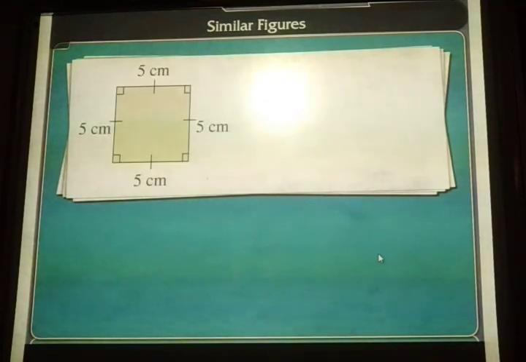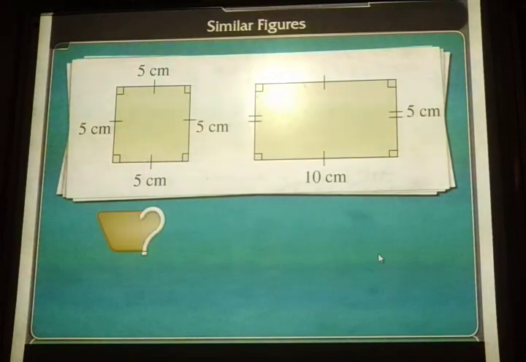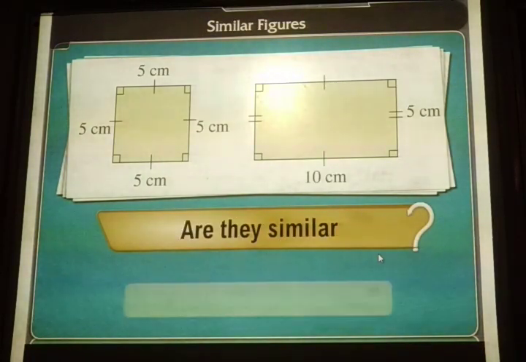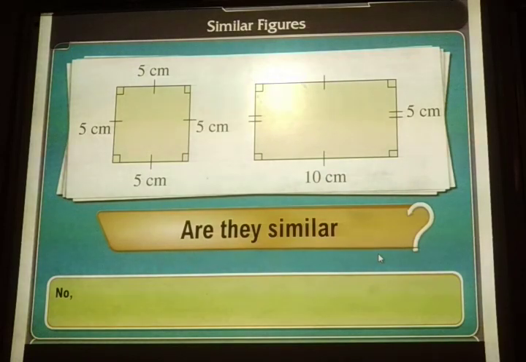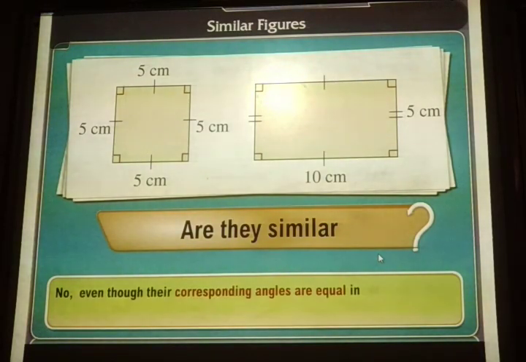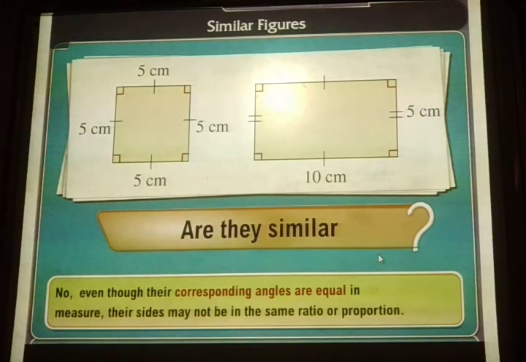Consider any square and rectangle. Are they similar? No. Why? Well, even though their corresponding angles are equal in measure, their sides may not be in the same ratio or proportion.